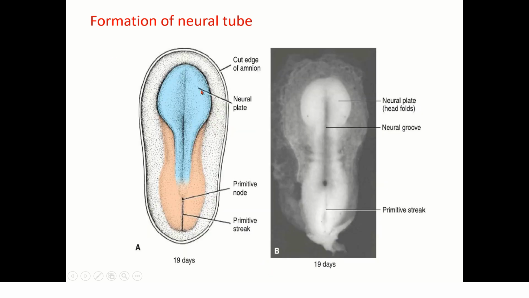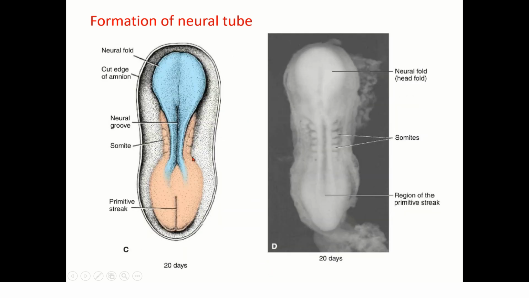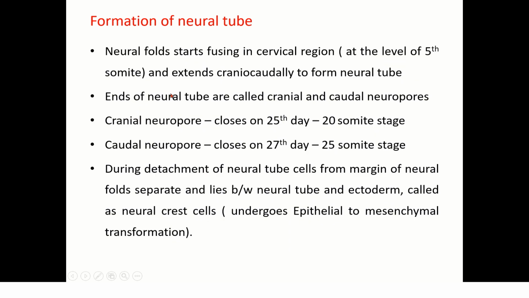You can see here, this is the neural plate, and you can see the elevated lateral margins forming the neural folds and the central depressed area, the neural groove. And here you can see certain somites are there. Paraxial mesoderm has started forming somites. The neural fold starts fusing in the cervical region at the level of the fifth somite and extends craniocaudally to form the neural tube. The ends of the neural tube are called cranial and caudal neuropores. Cranial neuropore closes by the 25th day at the 20 somite stage. Caudal neuropore closes on the 27th day at the 25 somite stage.